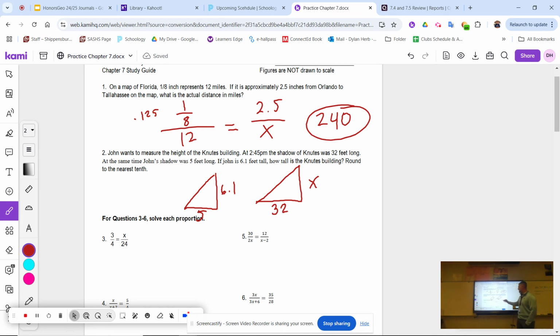So we're going to use a proportion there. There's a couple different ways you can set that up. You can do 5 over 6.1 is the same as 32 over x. As long as your cross products are multiplying the 5 times the x and multiplying the 6.1 times the 32, you can set that up a lot of different ways. That's how you set that up and solve it. I'm not going to go through solving that.